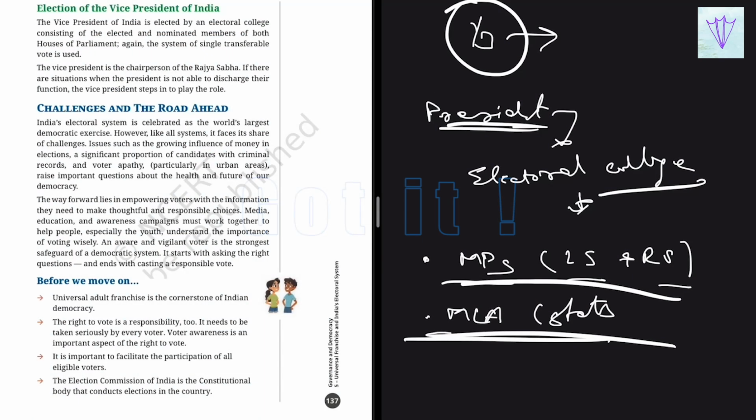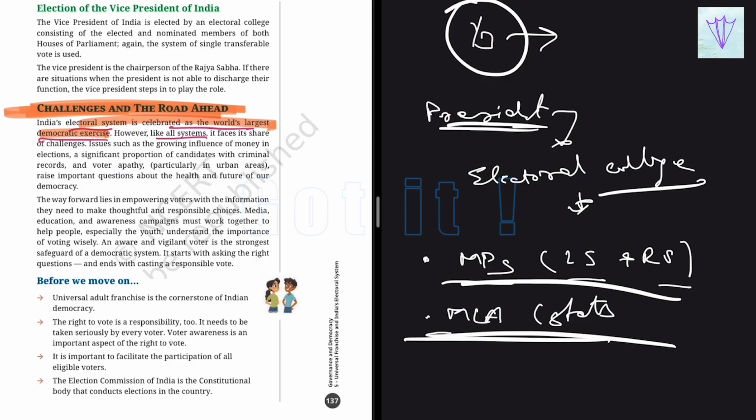So now, seeing the challenges and the road ahead. India's electoral system is celebrated as the world's largest democratic exercise. So we are such a huge number as voters as well as in area. So it is the world's largest democratic exercise.